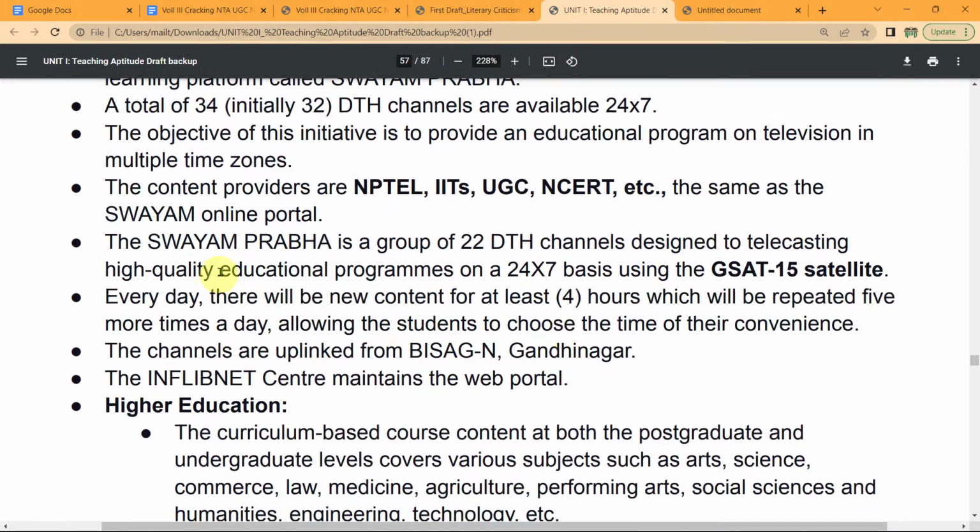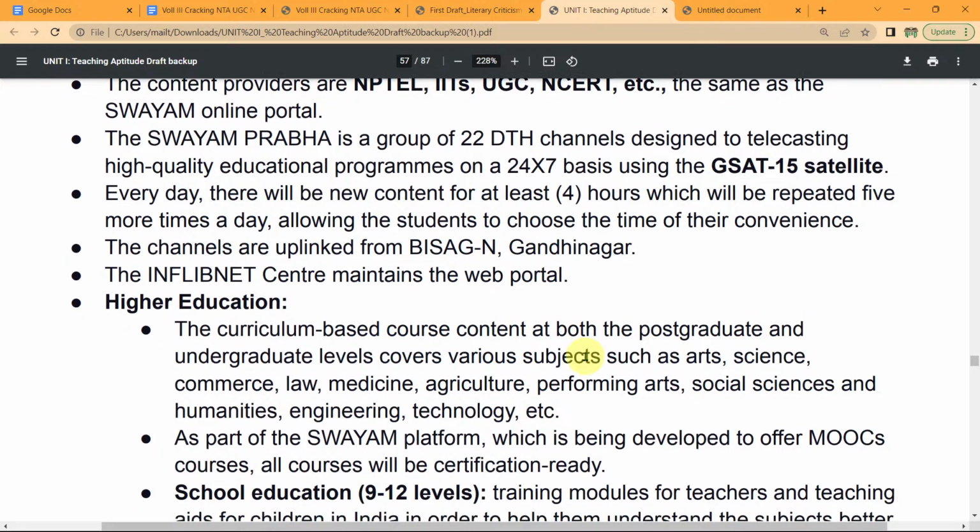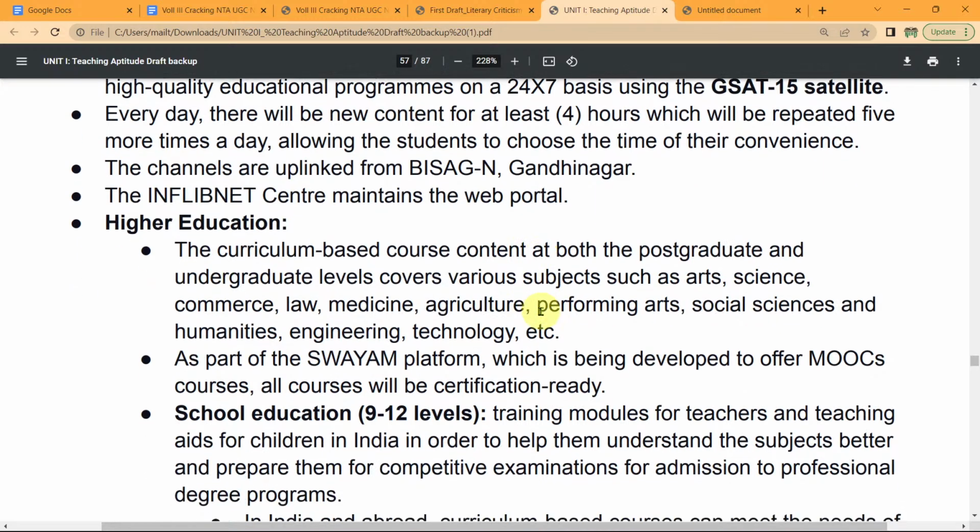Got it? And one important thing is a group of 22 DTH channels designed to telecast high quality education programs 24/7 using the GSAT satellite. That question they have asked. So whatever is in bold is important for you to learn. And again one word, INFLIBNET Centre maintains the web portal.